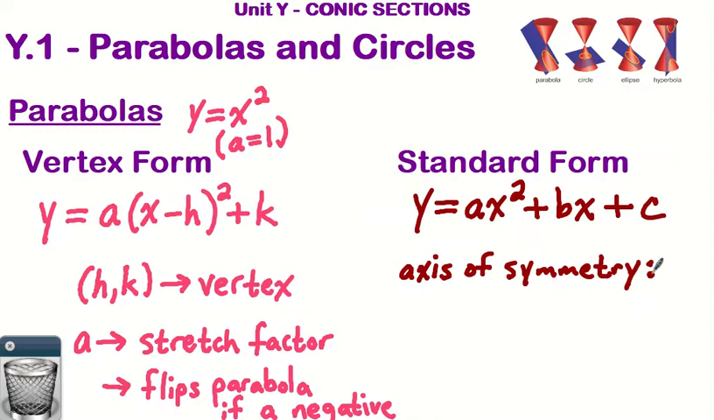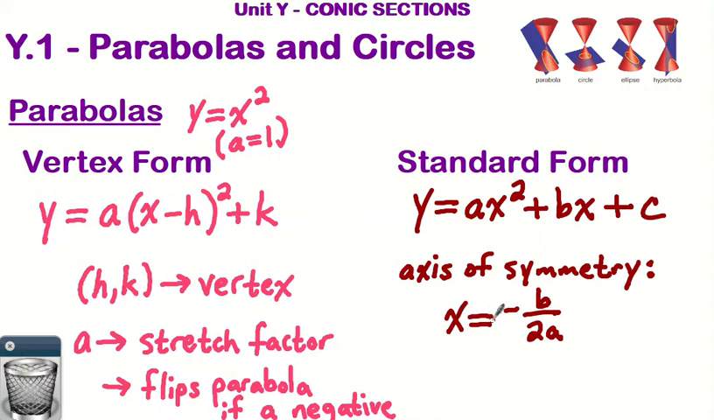The axis of symmetry means what it sounds like. Parabolas are symmetrical, and the axis of symmetry is the vertical line that cuts the parabola in half. It's a vertical line that goes right through the vertex of your parabola. And when you're given an equation in standard form, you find this axis of symmetry by using a little mini formula.